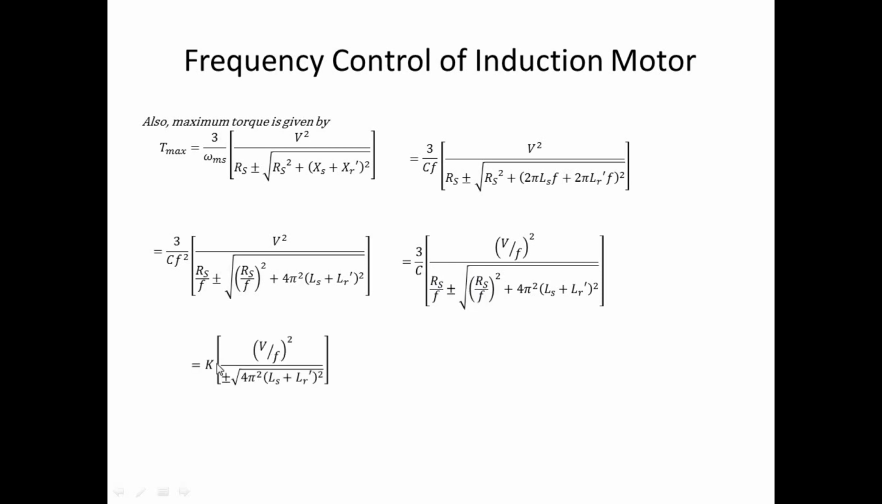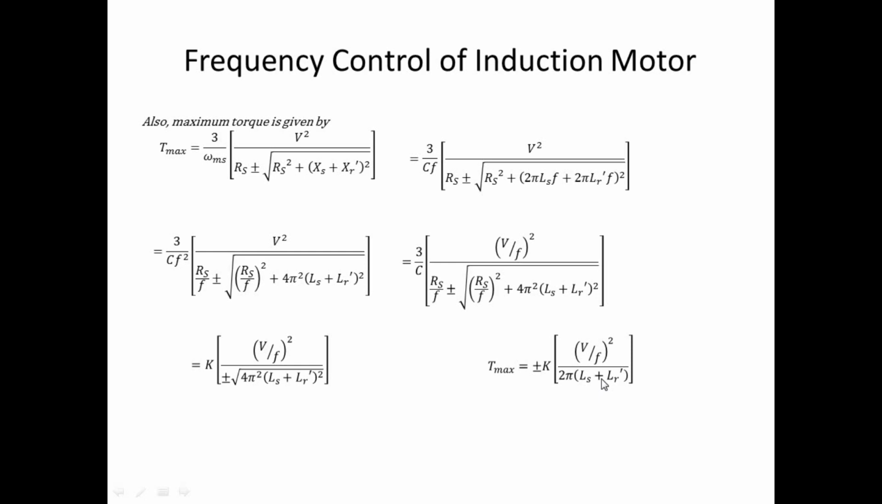So we can write K V by F whole square divided by plus or minus root of 4 pi square Ls plus Lr dash whole square. And the root of this is 2 pi Ls plus Lr dash. So we can approximate the T max as plus or minus K into V by F whole square divided by 2 pi Ls plus Lr dash.